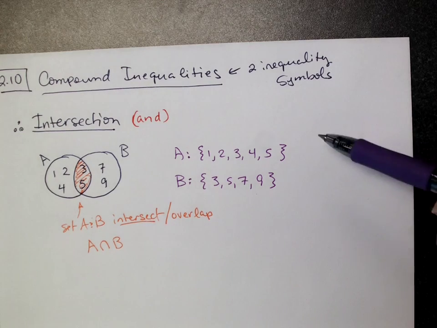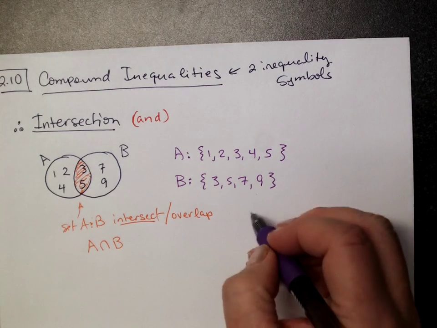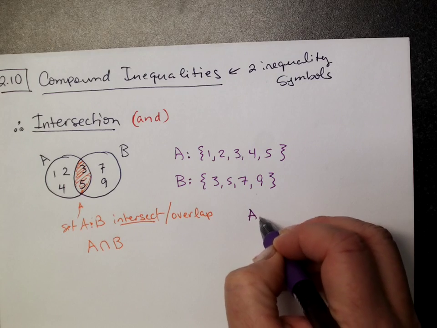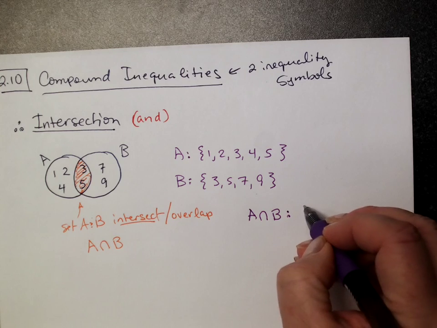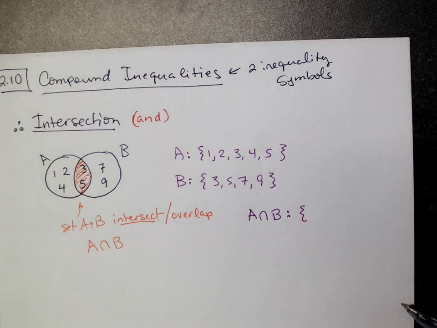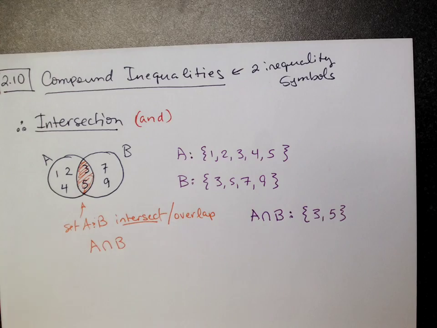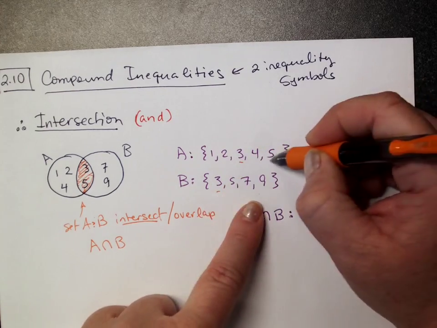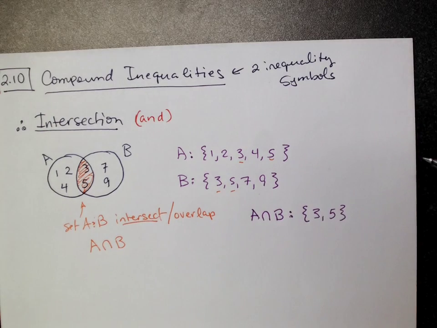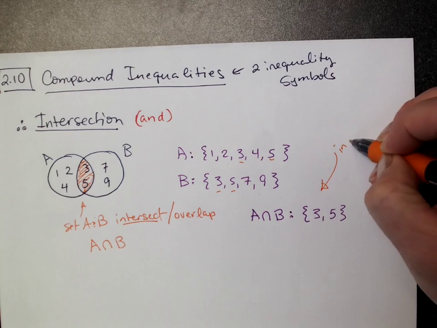So if our set A is 1, 2, 3, 4, 5, and our set B is 3, 5, 7, 9, and we want to say, well, what about the set A intersect B? That's its own set. In the set of A intersect B, what members are included? Just 3 and 5, which we can see visually here in the diagram, and we can also see looking at the members of each one, they have 3 in common, and they also have 5 in common. So what they have in common is the intersection.